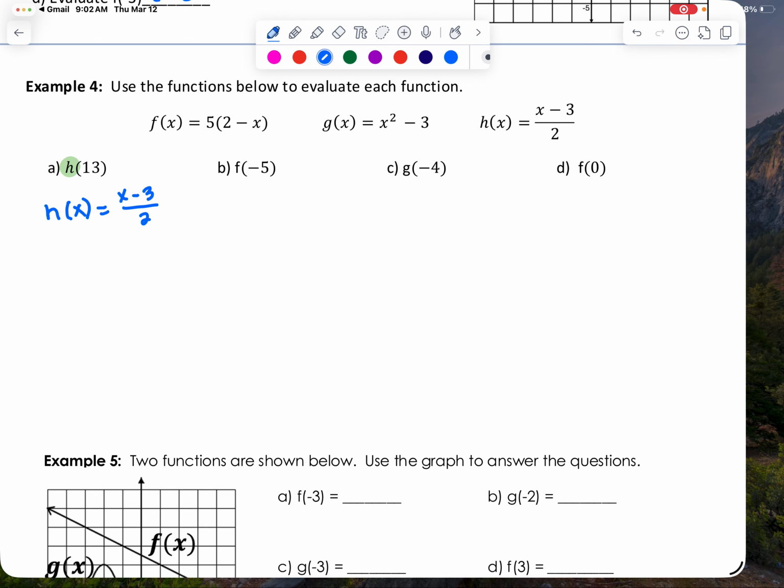All right, now they want you to evaluate this function for when x is equal to 13. So they're asking you to find h of 13. So that's your input value. So if I put 13 into my function, it wants to know what would I get out. So h of 13 equals 13 minus 3 is 10 divided by 2. So h of 13 is equal to 5.